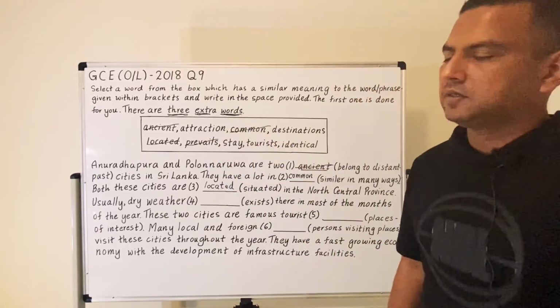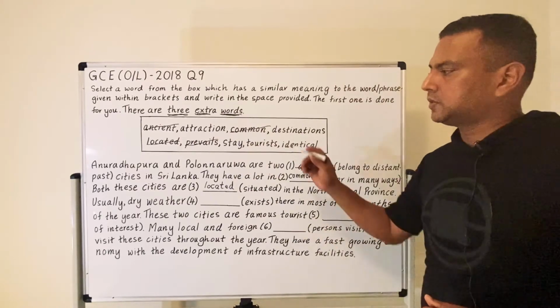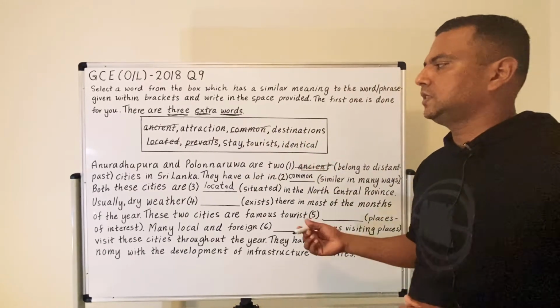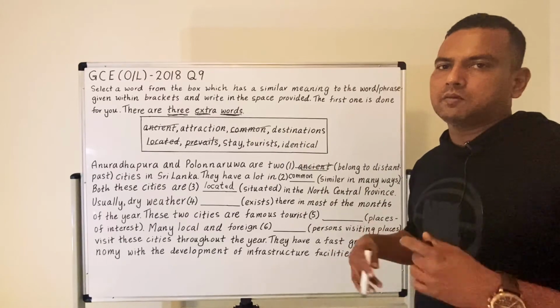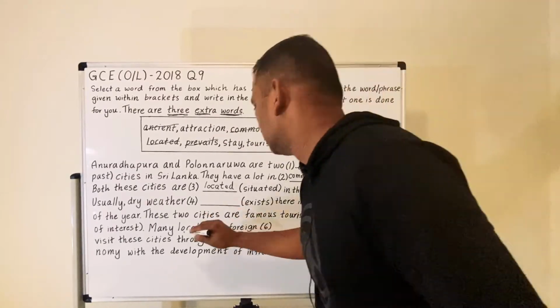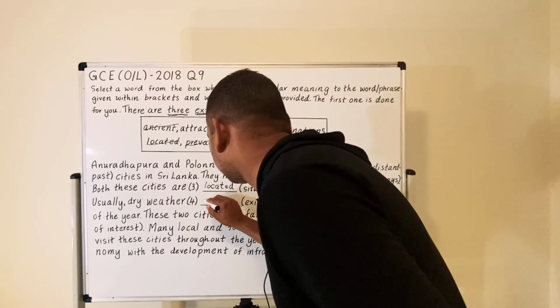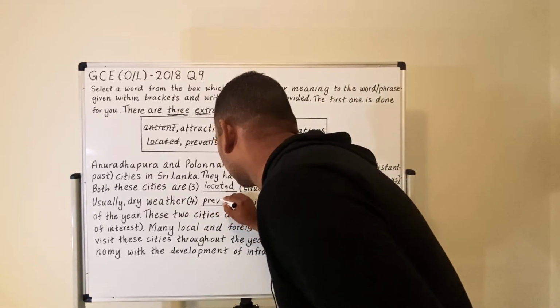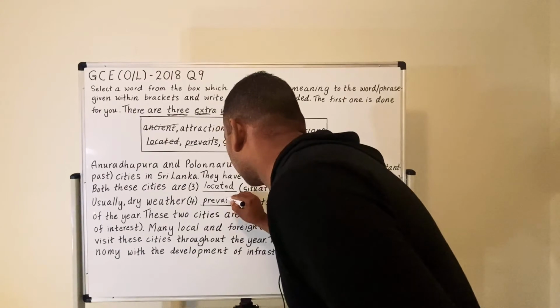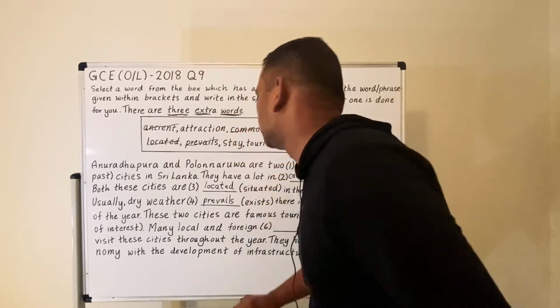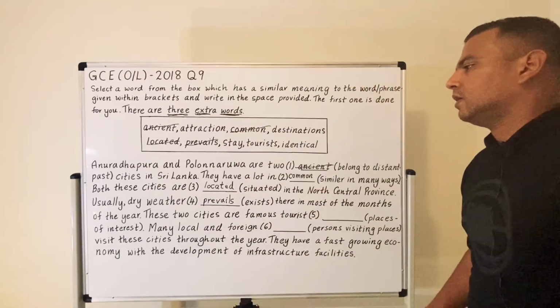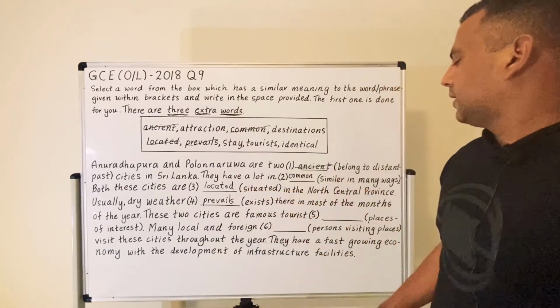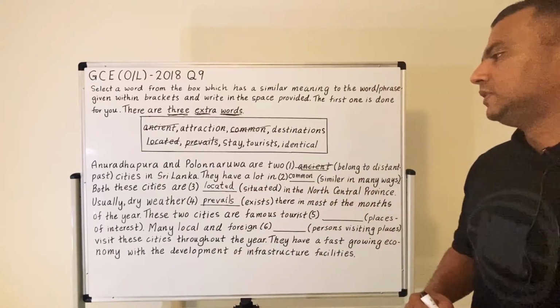Prevails, yes. So prevails, as I explained the word I told you earlier, prevails means something that exists, something which is in control somewhere. Okay, so prevails. So prevails taken. Usually dry weather prevails there in most of the months of the year.